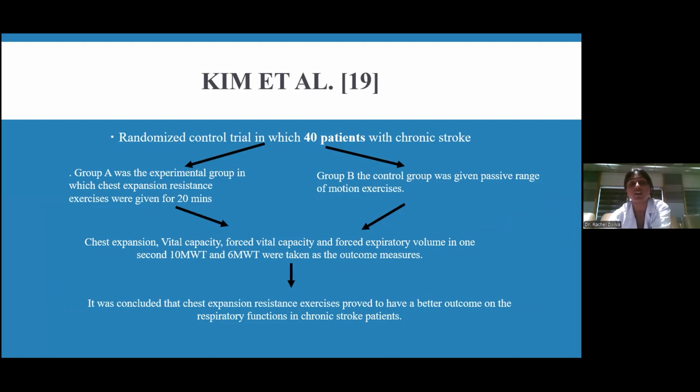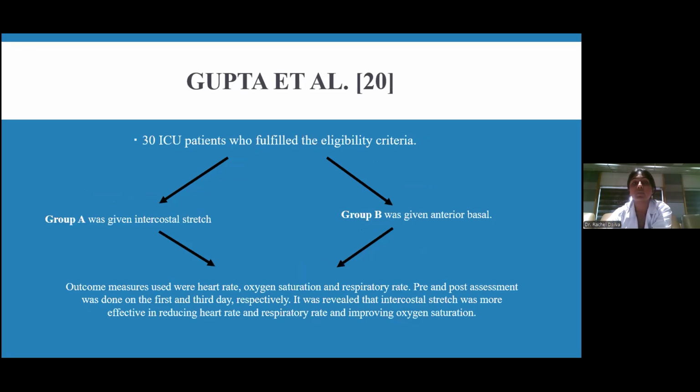Kim et al. conducted a randomized control trial in which 40 patients with chronic stroke were chosen. Group A, the experimental group, was given chest expansion resistance exercises for 20 minutes. Group B, the control group, was given passive range of motion exercises. Chest expansion, vital capacity, forced vital capacity, and forced expiratory volume in 1 second, 6-minute walk test, 10-meter walk test were done as the outcome measures. It was concluded that the chest expansion resistance exercise proved to have a better outcome on the respiratory function in chronic stroke patients.